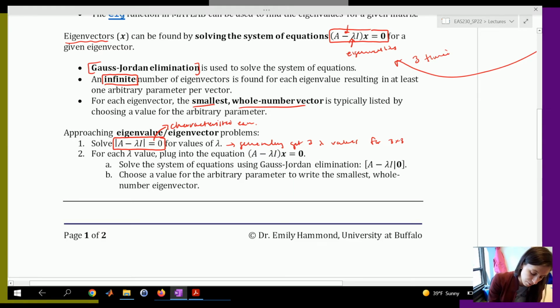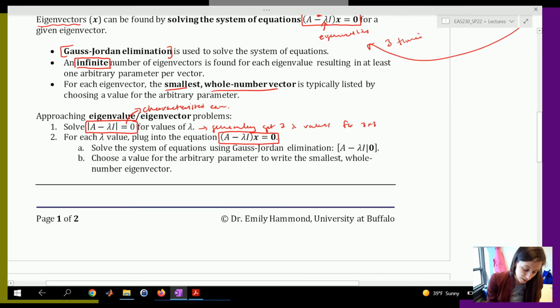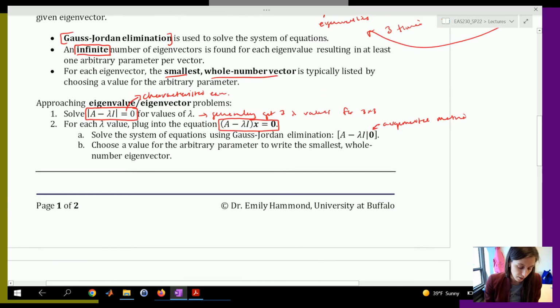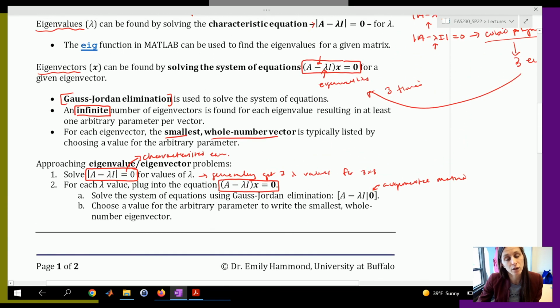Then for each lambda value, we plug it into our equation, A minus lambda I, x equals 0. Solve that system using Gauss-Jordan elimination. This is your augmented matrix. Then we're going to end up with an infinite number of solutions. Choose a value for your arbitrary parameter to write the smallest whole number eigenvector. And that's how we're going to solve our eigenvector problem in order to find our eigenvectors and our eigenvalues.